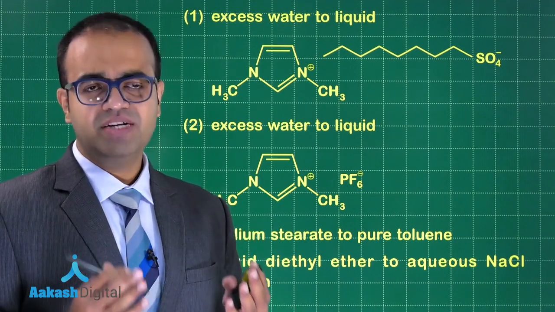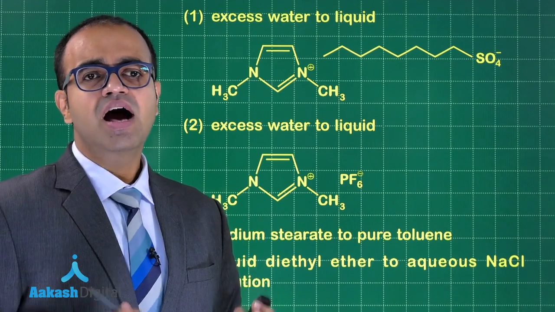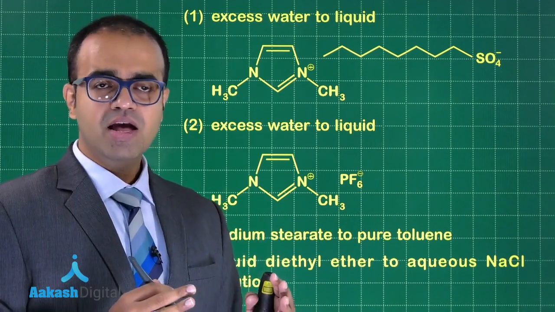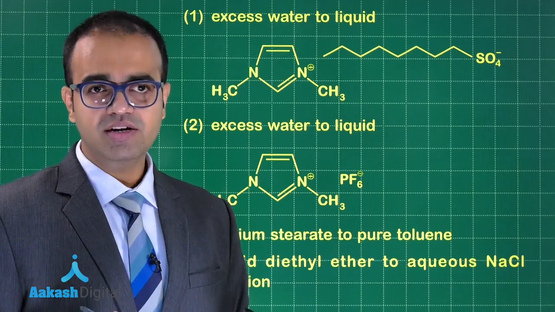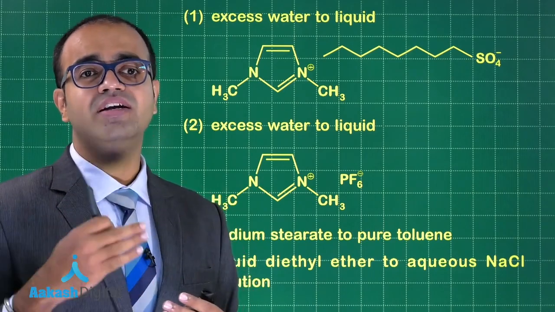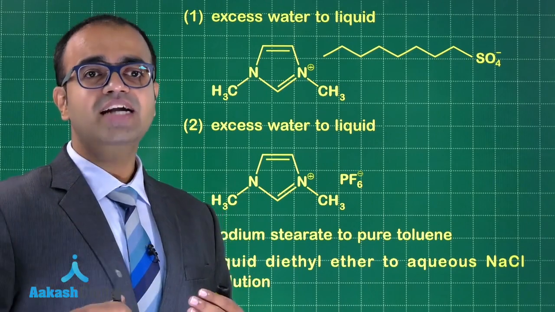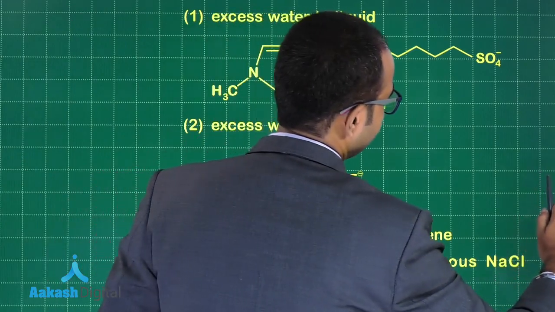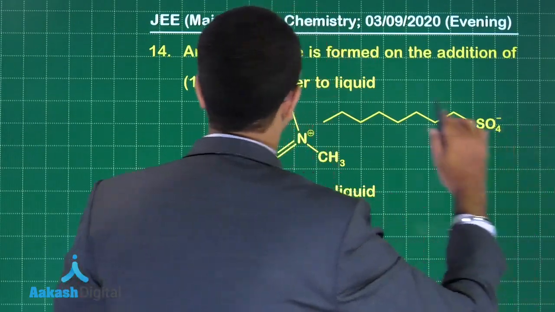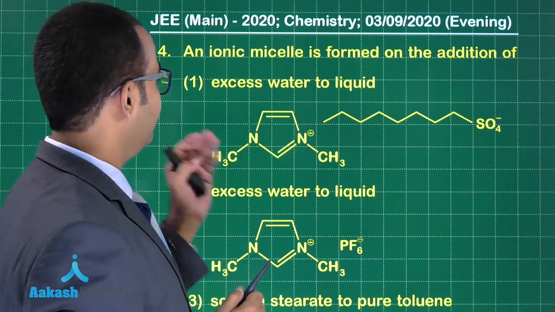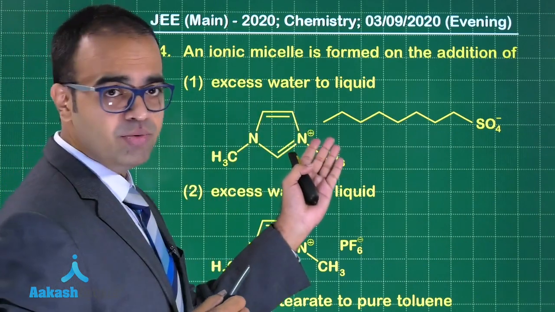Ionic micelles are obtained when you have a compound with a hydrophobic part and a hydrophilic part. You are putting it in water, and as you are putting it in water and the concentration is above the critical micelle concentration, that is when you get an ionic micelle, right? So let us look at this. Excess of water to liquid.